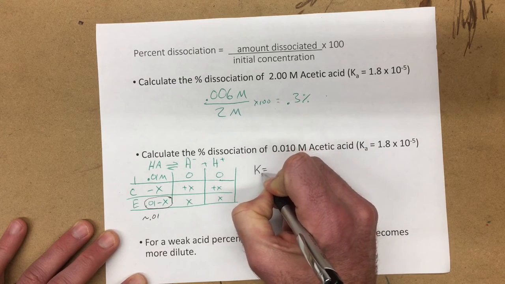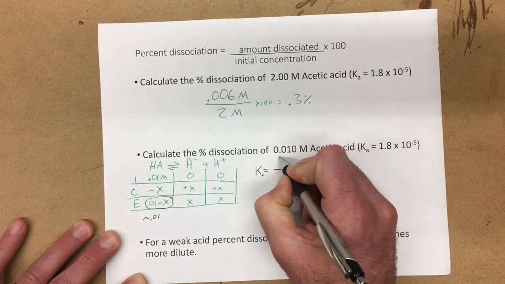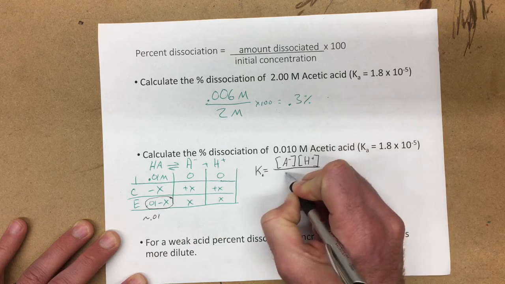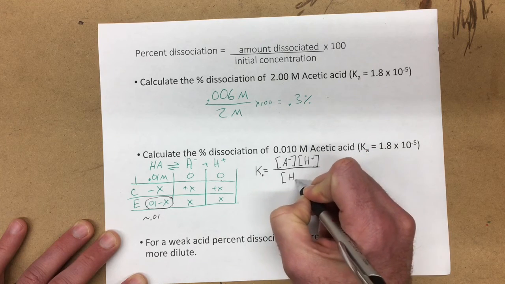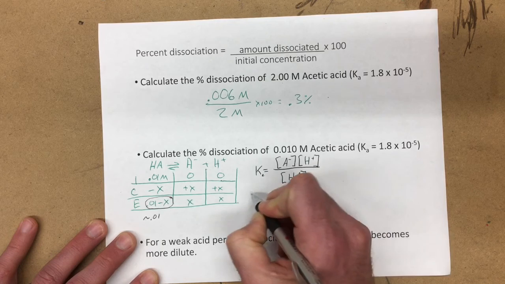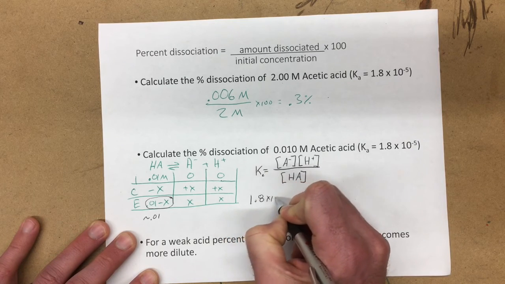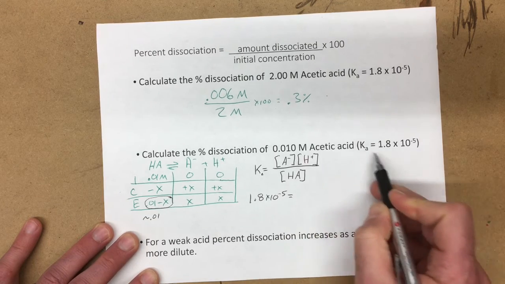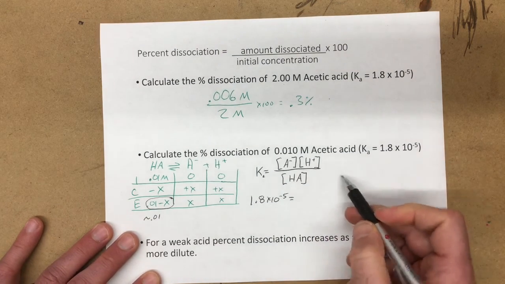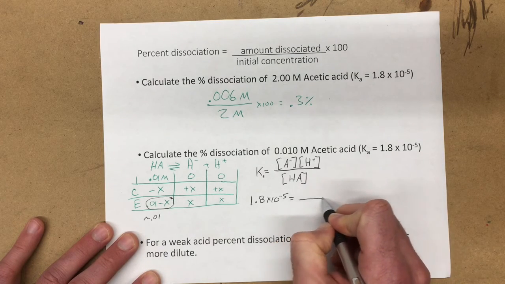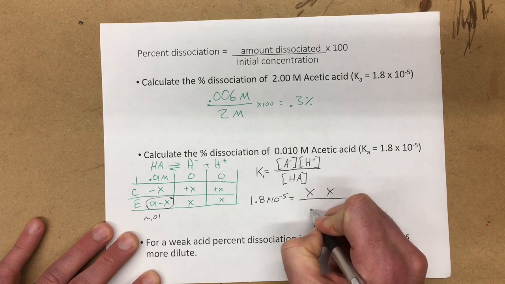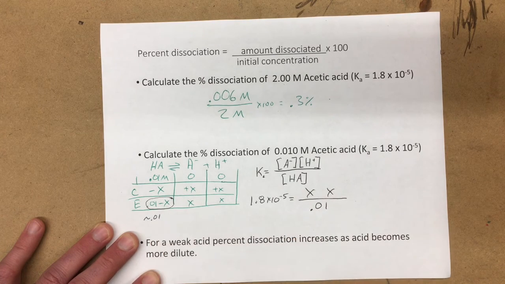So our equilibrium expression, Ka, is equal to the conjugate base times the hydrogen concentration over the concentration of the acid. So 1.8 times 10 to the negative 5 is still your Ka value. It's still the same type of acid. The Ka values are going to be given to you in problems like this, or you can look them up in a table in the book. And then this will be x times x over, we're going to say this equals about 0.01, since x is going to be very, very small.